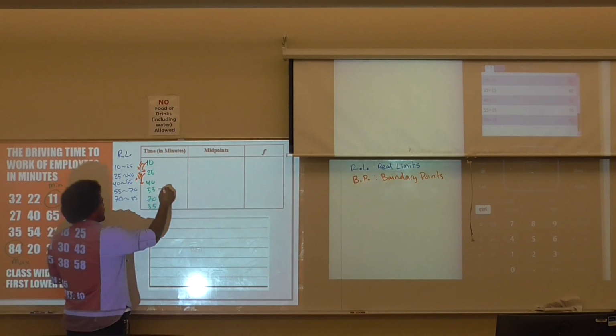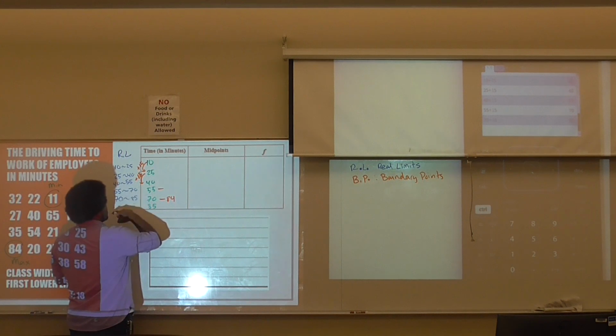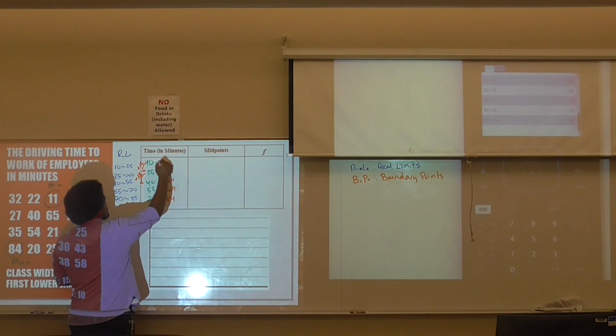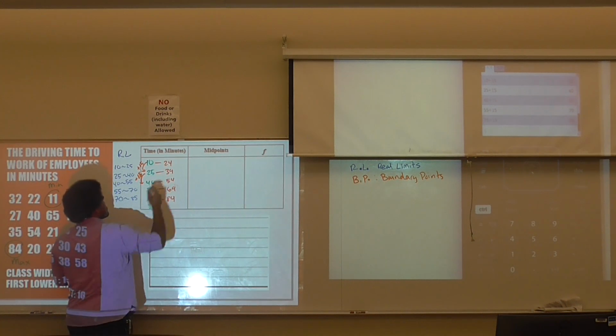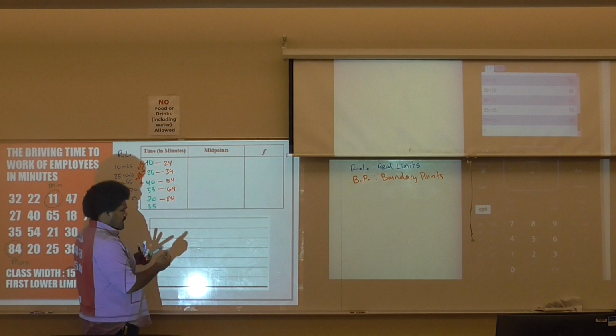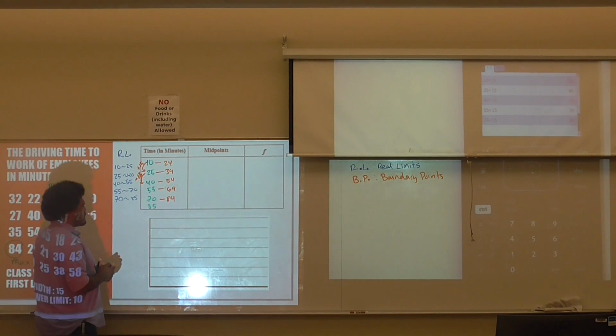And we're seeing the same thing everywhere else. I go one less than the 70, which makes it 69. Oh, wrong one. This one is 54. Followed by 39. Followed by 24. So that's how we pretty much find the upper limits for each one. That's one less than the lower limits. But understand if there's decimals, things will change.